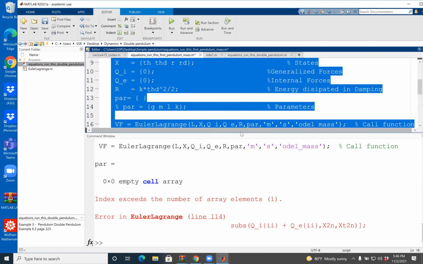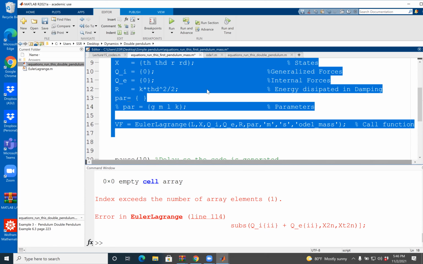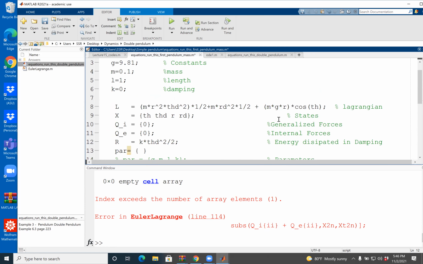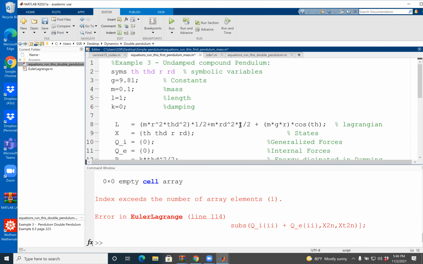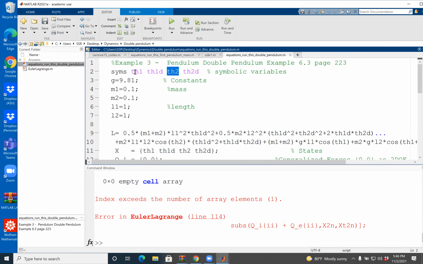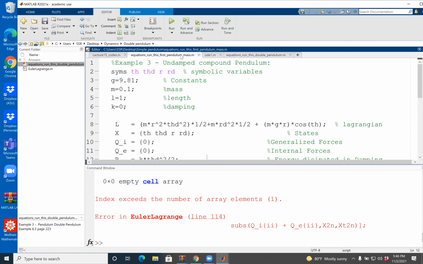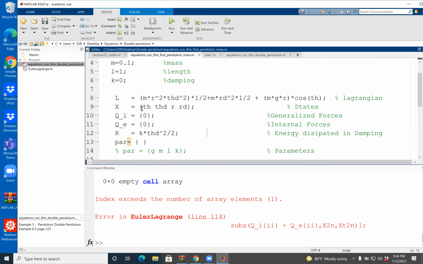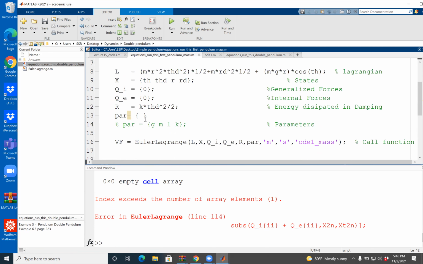So let's see. Let me see. How did I write it over here? So TH, THD, R, RD. So if you run this code, once you debug this code, it should be able to give you the answer.